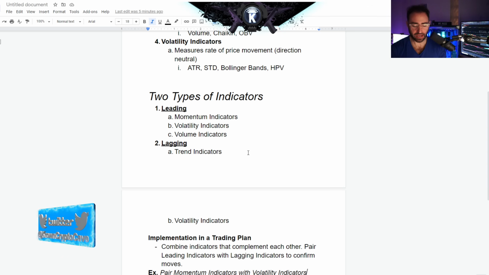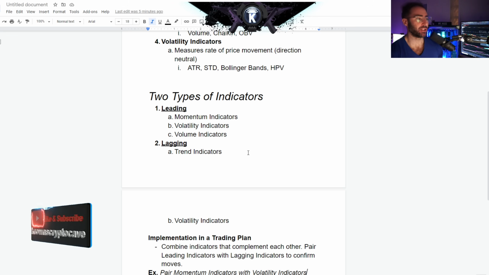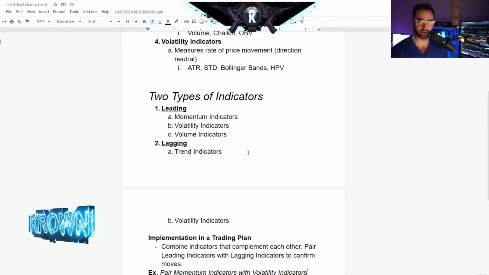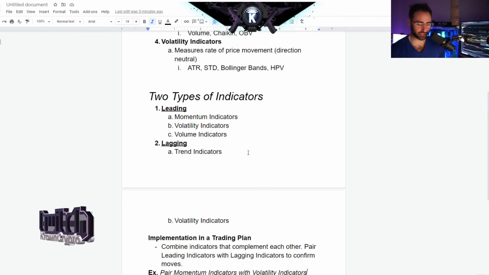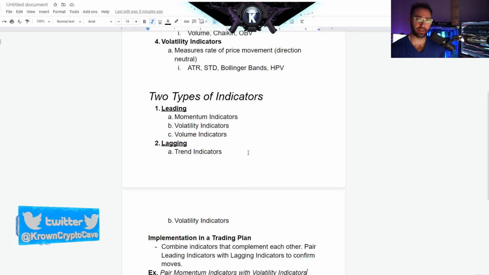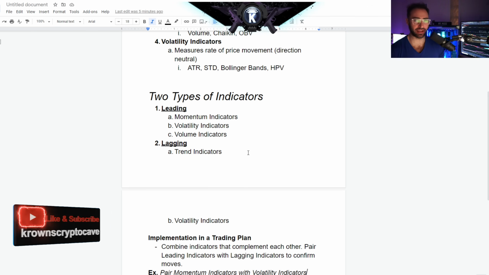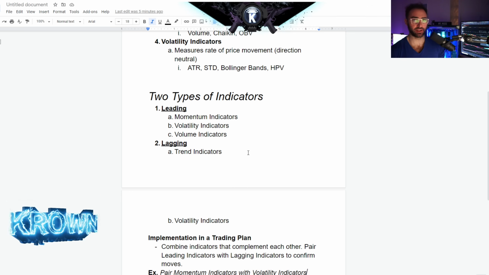So now that we have all of that down, you can see why, in general, I poo-poo the idea of having a shit ton of indicators, because there's really not that much value in having a shit ton of indicators on your screen, because all you really need is indicators that come from each one of these categories at most, in my opinion, and ones that specifically complement each other in a trading plan.